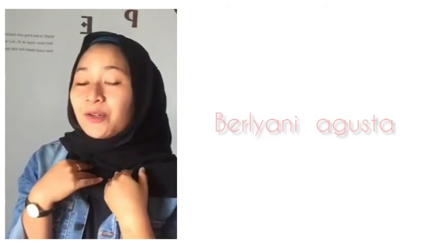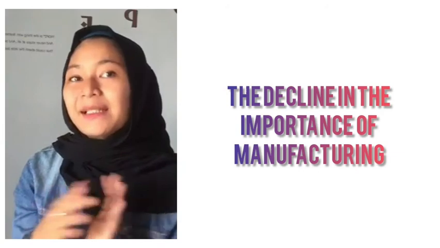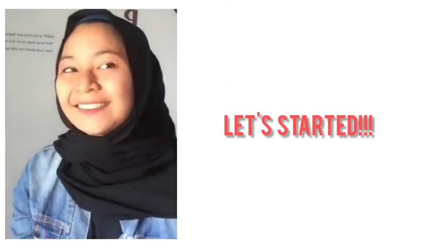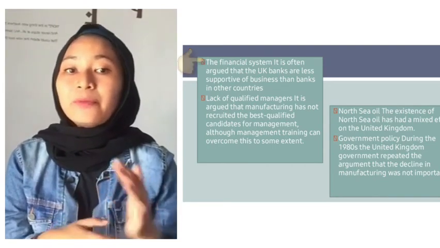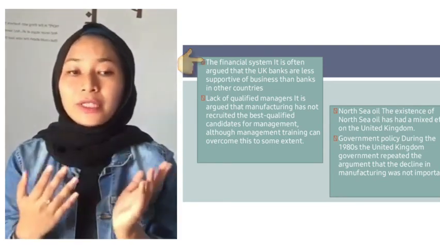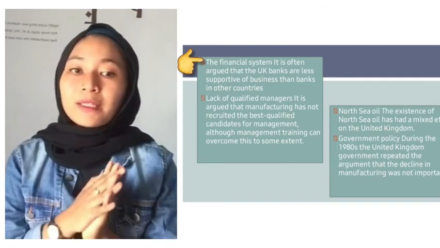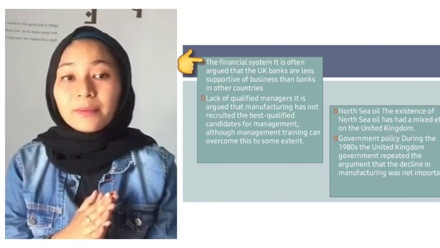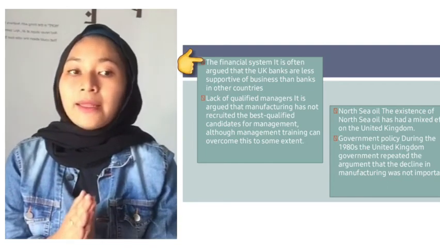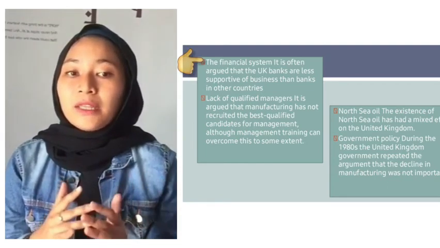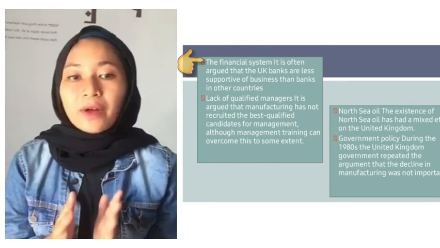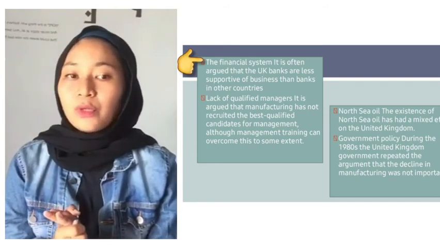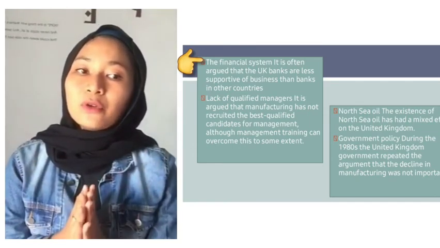Okay guys, I'm Berlyani Agusta and I would like to continue talking about the decline in the importance of manufacturing. Let's start. The financial system. It is often argued that UK banks are less supportive of business than banks in other countries. In the United Kingdom, banks tend to offer only short-term to medium-term finance for industry. The only long-term finance will be in the form of mortgages. In other countries, banks are large providers of long-term finance to industry through the purchase of stocks and shares.